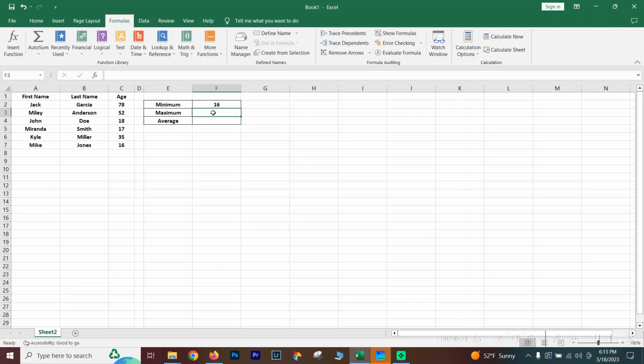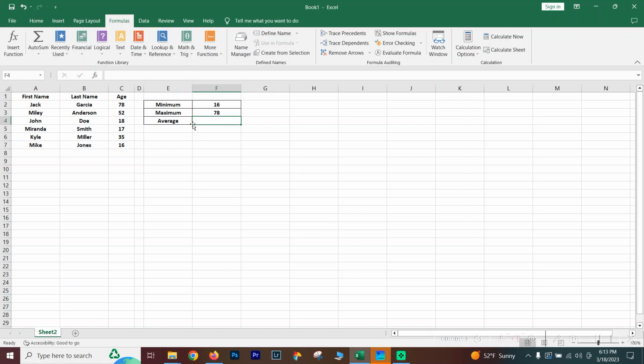All right, now who's the oldest? Type out the equal sign to open up your formula. This time, write MAX for maximum, open parentheses, select the age group. Who is the oldest? Close parentheses, hit enter, 78.